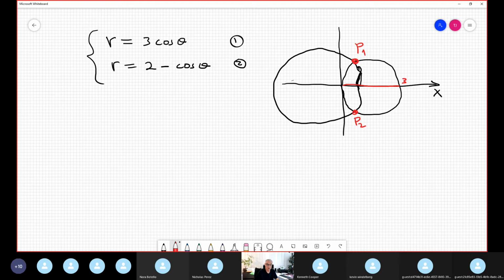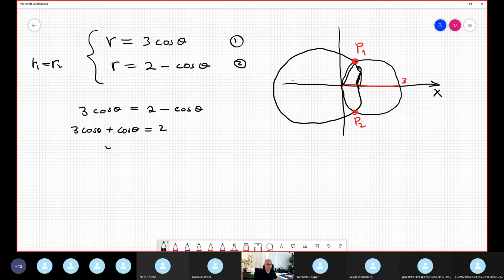Okay, let's move on to the trigonometric equation. Remember, R1 equal R2. This is the principle, that at that point both figures share the same radius. You copy: 3 cosine theta is equal to minus cosine theta. Entonces, as always, I need to isolate the trigonometric function. So 3 cosine theta plus cosine theta is 4 cosine theta, divided by 4, cosine theta is equal to 1/2. Again, 1/2, the famous 1/2.